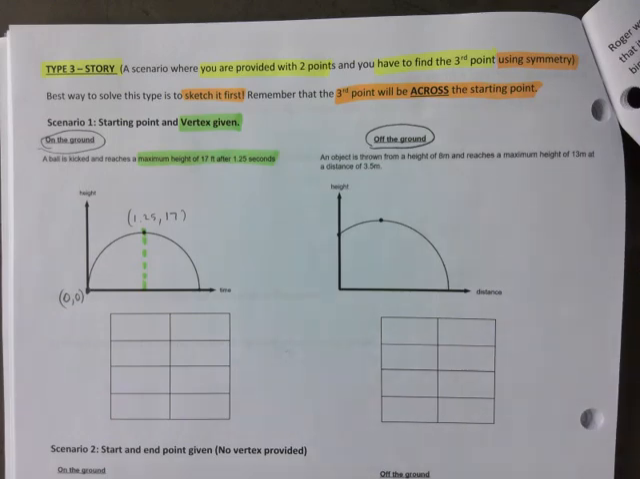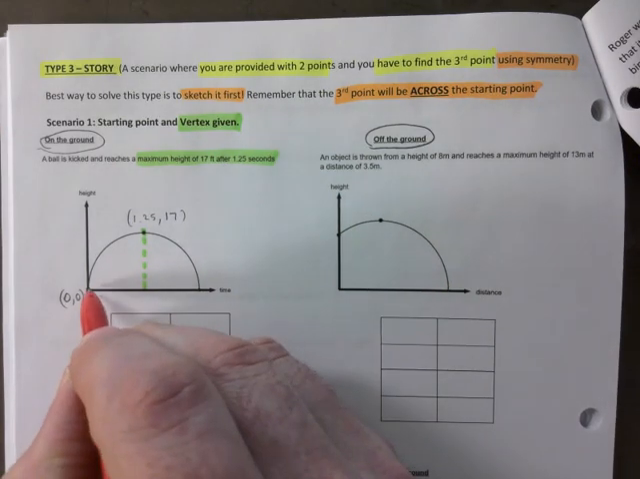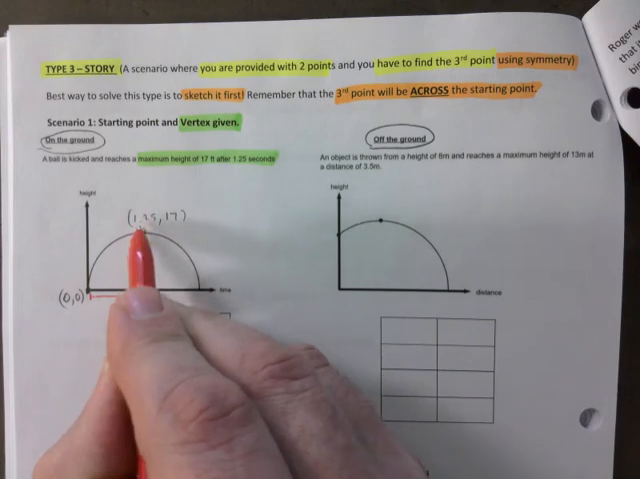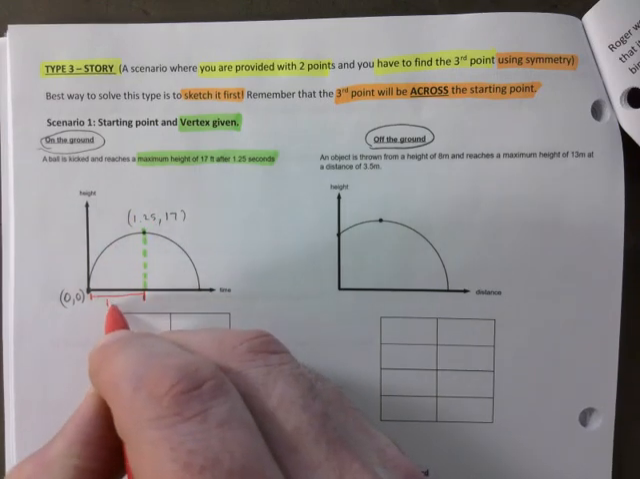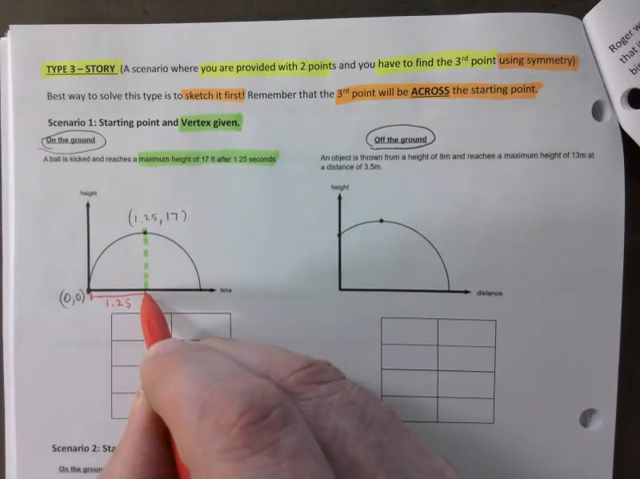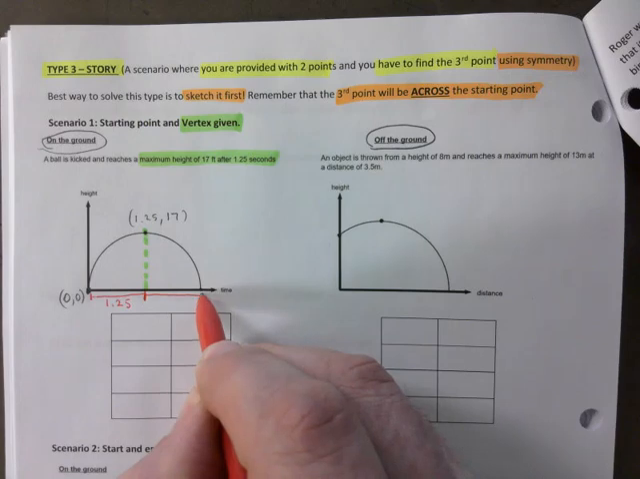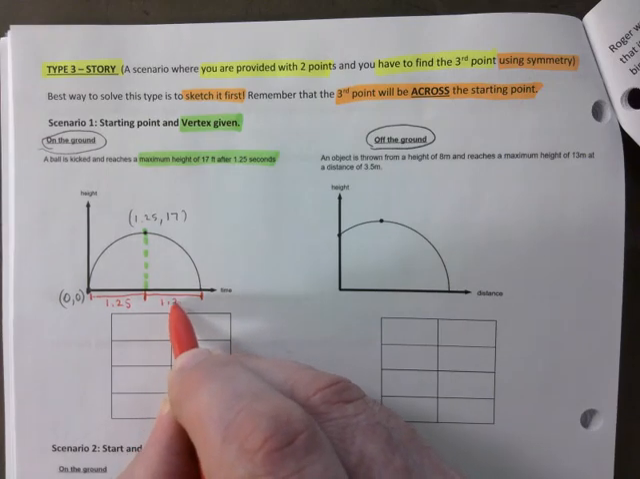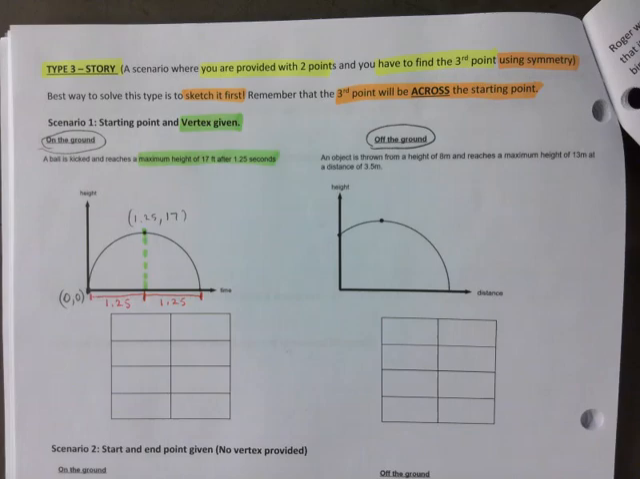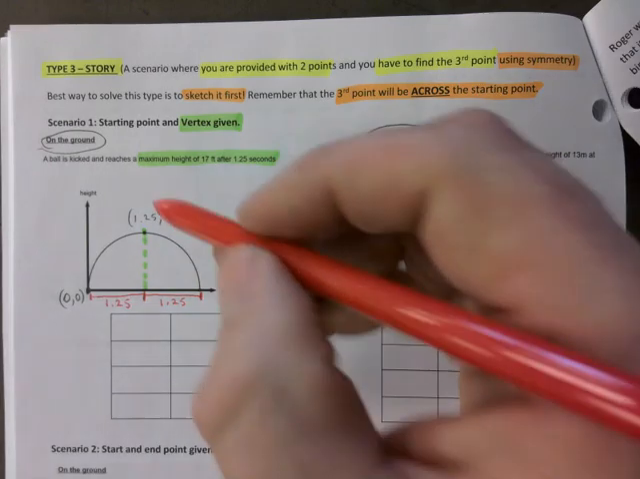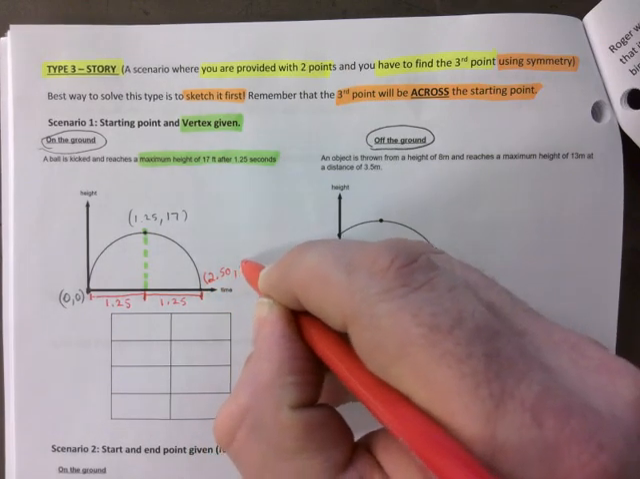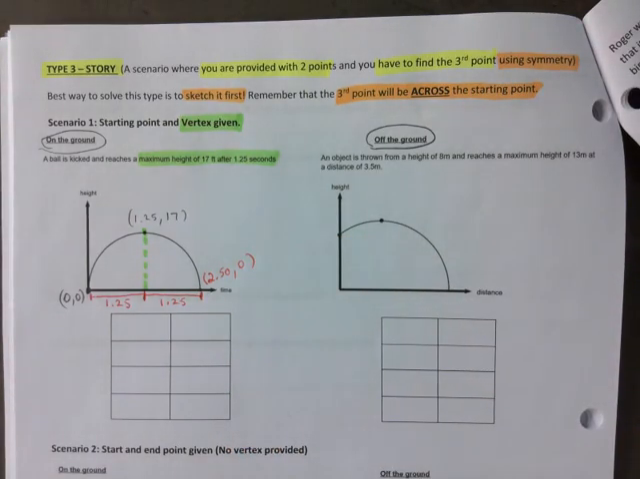And then we're gonna make that conclusion: how many units did it take to come from here to here? 1.25, correct? So it stands to reason that to get right across from the other point that you started is going to be another 1.25, correct? So it's going to be 2 times 1.25. So this point right here is 2.50, 0. That's the third point that you needed to find.